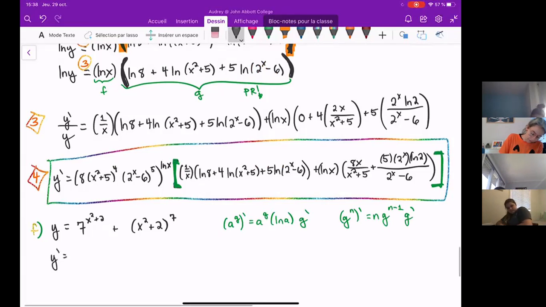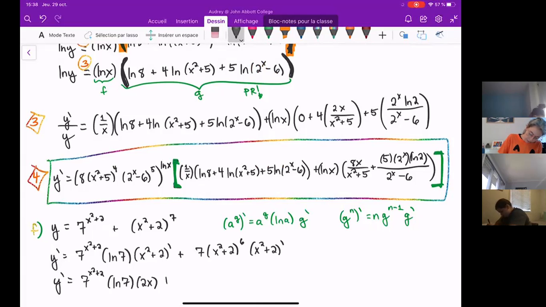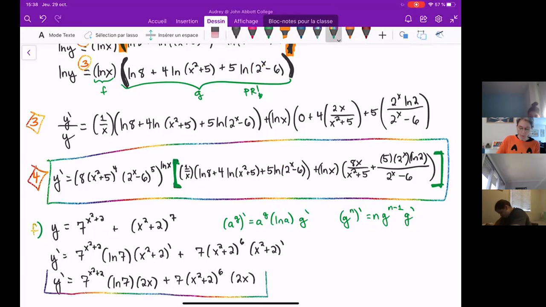So y prime is 7 to the x squared plus 2 times ln 7 times the derivative of x squared plus 2. And then this is 7 times x squared plus 2 to the 6th, I subtract 1, times the derivative of x squared plus 2. So then y prime is 7 to the x squared plus 2 times ln 7 times 2x plus 7 times x squared plus 2 to the 6th times 2x. And that's my final answer here. So this one was pretty straightforward because we just had to apply rules that we already knew.